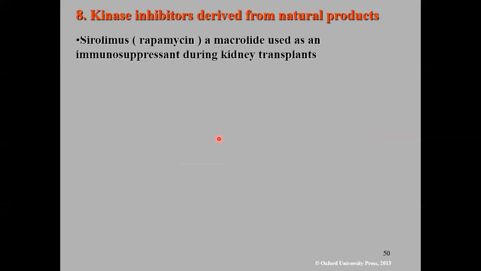Okay, you saw all of those are synthetic, purely synthetic compounds. We even mentioned their chemical synthesis. Okay, so what about the natural products? Sirolimus, or it's called rapamycin, it's a macrolide. It's a natural product used as an immunosuppressant during kidney transplant.